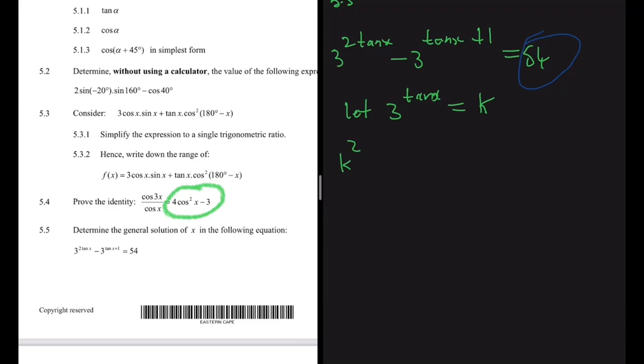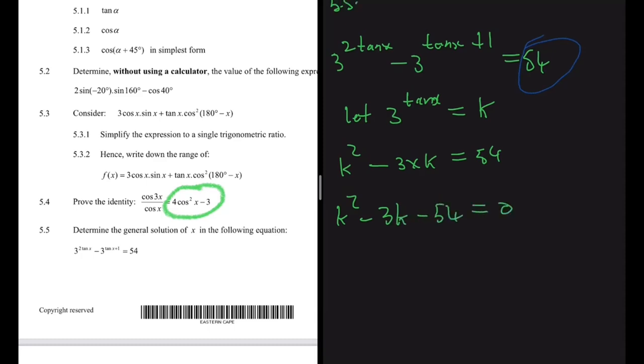I think it does. And in place of minus 3 to the power tan of x plus 1, let me break that down for you first. 3 to the tan x plus 1 is the same as 3 to the tan x multiplied by 3, right? So here we're going to have minus 3 multiplied by k, and that is all equal to 54. Now we can take 54 to the left hand side. We get k squared minus 3k minus 54 is equal to 0.